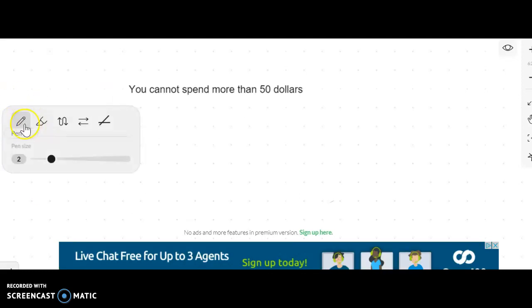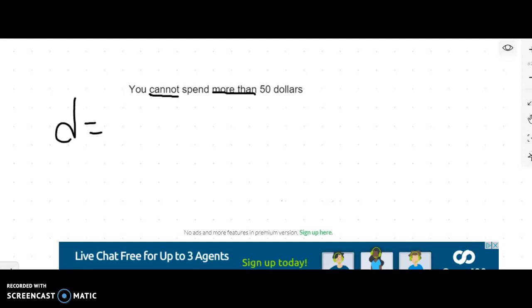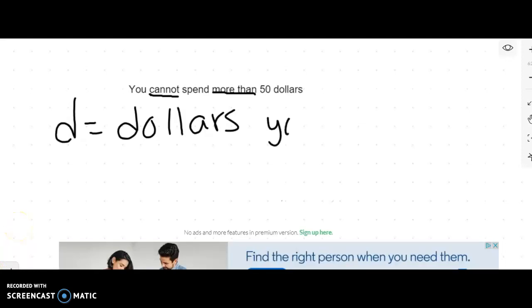Alright, so next one it says you cannot spend more than $50. So I'm going to have you finish this one on your own, but I'm going to walk you through the beginning parts. So it says more than, and also this is a pretty important word here, cannot. Okay, let's pick out a variable to represent that. So I'm just going to use D equals dollars you can spend.